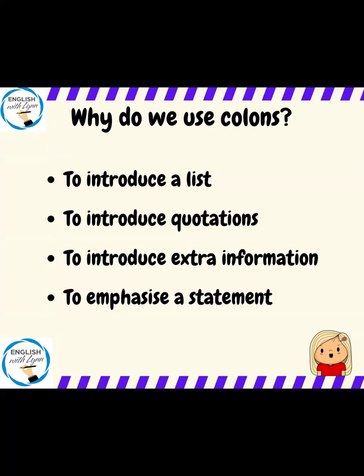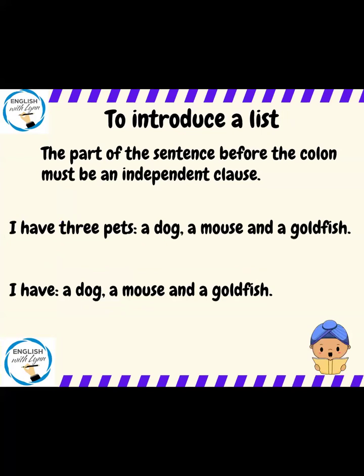The reason that I'm beginning with this is because this is the reason that is often misused the most. And it is misused the most because the part of the sentence that goes before the colon must be an independent clause. Okay. So, I have 3 pets. That is an independent clause. It makes complete sense on its own. I have then listed my pets after the colon. So a dog, a mouse, and a goldfish. They are my 3 pets.